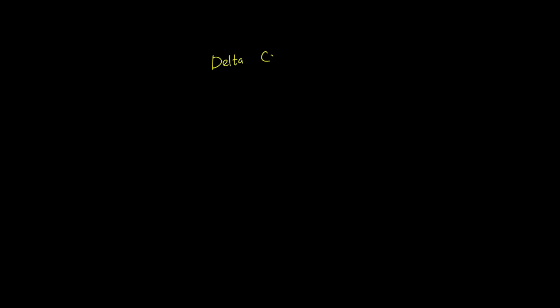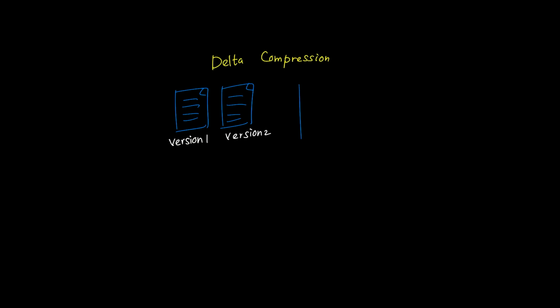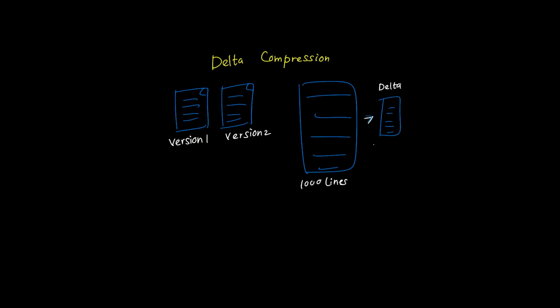Delta compression is the secret behind efficient version control systems. Instead of storing complete copies of files for every version, delta compression stores only the differences between versions. Imagine editing a 1,000-line document and changing just 3 lines. Delta compression saves only those 3 changed lines, plus instructions on where they go.